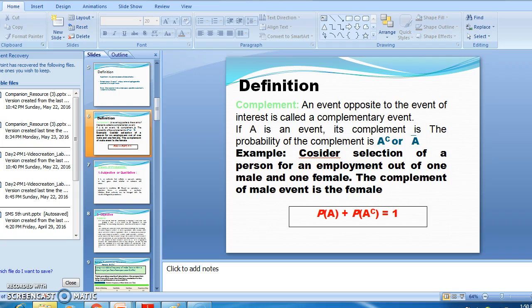Let's see an example. Consider a selection of a person for an employment out of one male and one female. The complement of the male event is the female event. We can write P of male plus P of female is equal to 1, or P of A plus P of A superscript C is equal to 1.